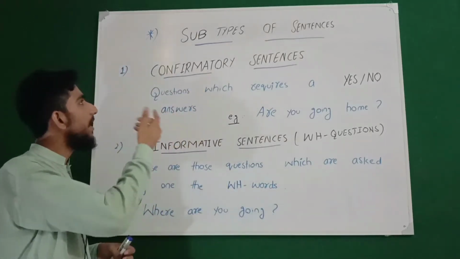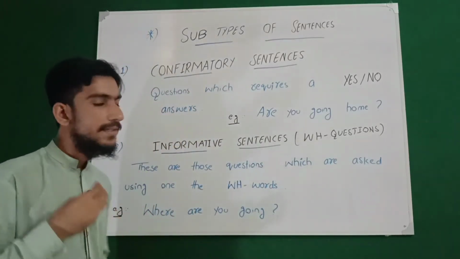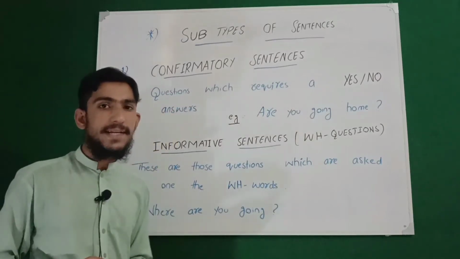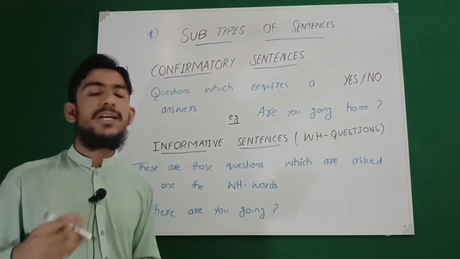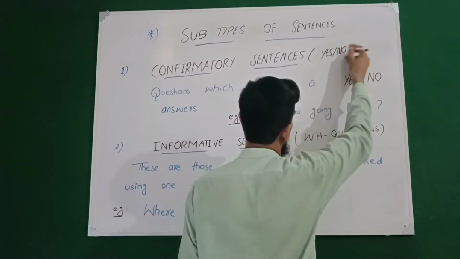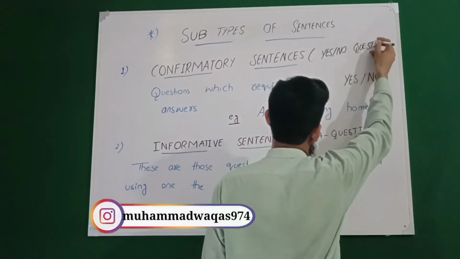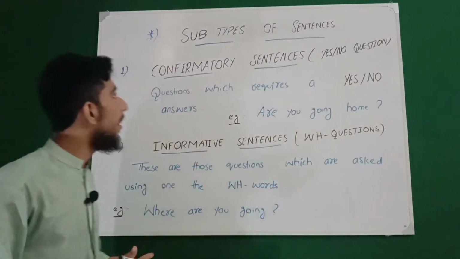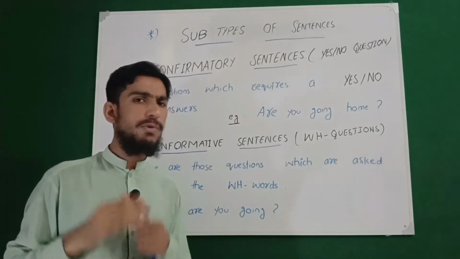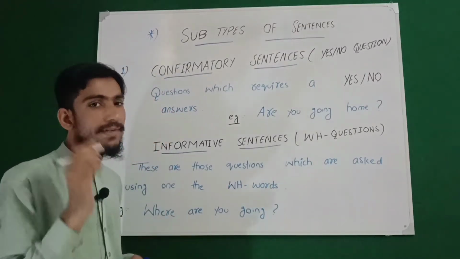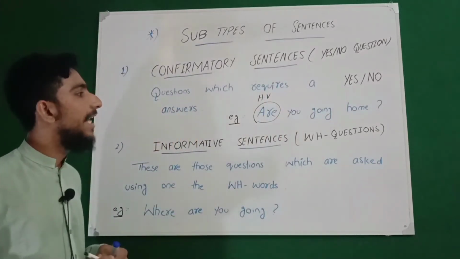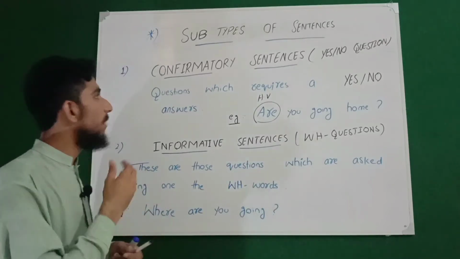Now the first subtype of the interrogative sentences is confirmatory sentences. Confirmatory sentences are those which require a yes-no answer. The grammarians call them confirmatory sentences or confirmatory questions, while the non-native speakers call them yes-no questions. Remember that we will use the terminology of the grammarians. We will call them confirmatory sentences, not yes-no questions. Confirmatory sentences usually start with a helping verb. For example, are you going home? They require just a confirmation, so that's why we call them confirmatory sentences.